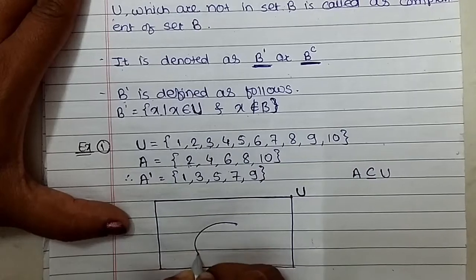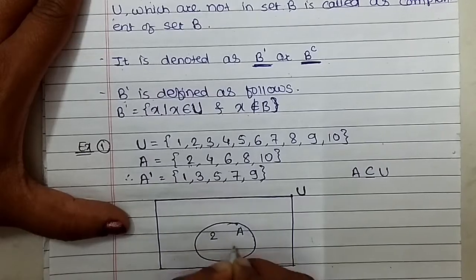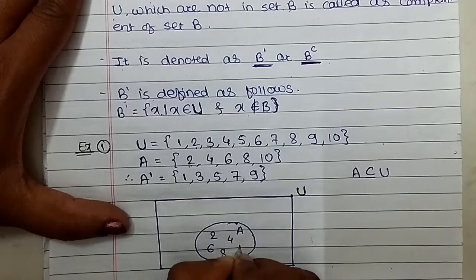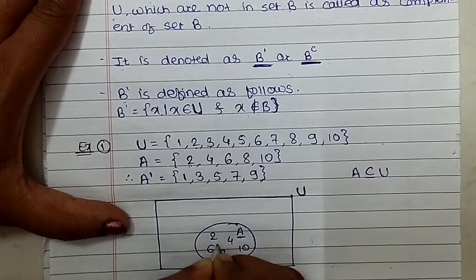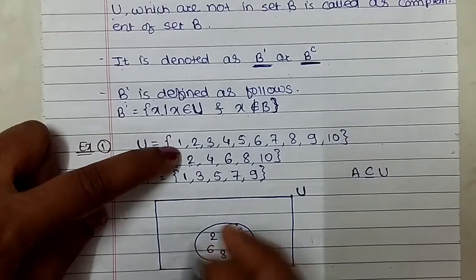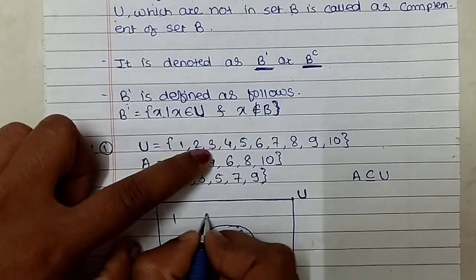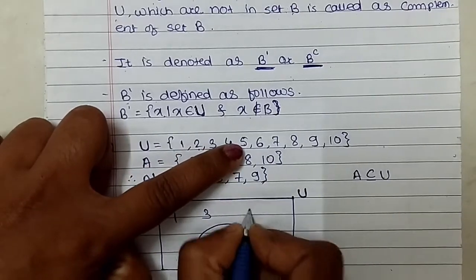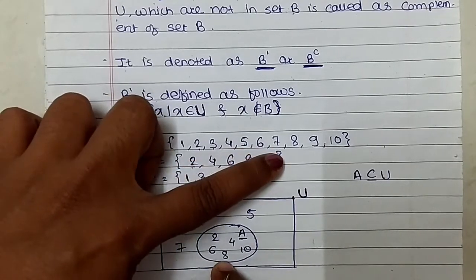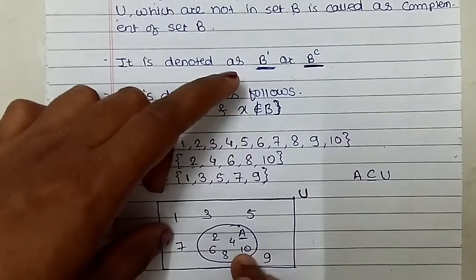The subset name is A, and write down all its elements, that is 2, 4, 6, 8 and 10. Next, write down the elements of the universal set: 1, then 2 is already present, 3, then 4 is already present, then write down 5, then 6 is already there, then 7, 8 is already present, then write down 9, and 10 is already present.